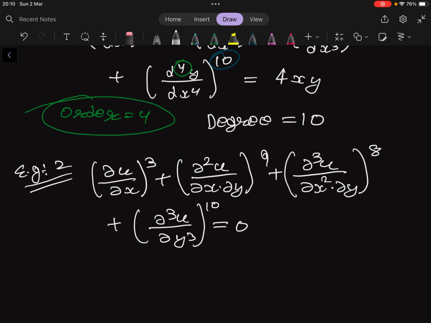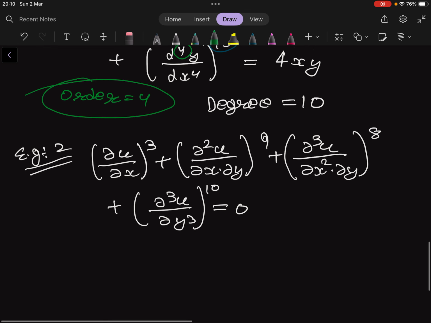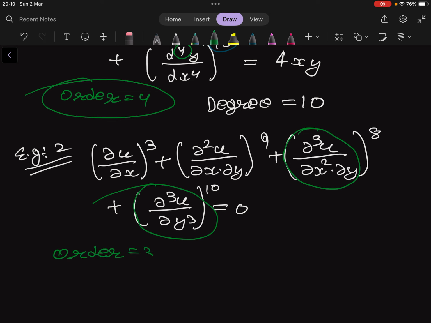First we have to find out the highest order of the derivatives. Here we see the highest order appears in these two terms, so the order is 3. Now out of these two, which has the highest power? The highest power is 10, so we can say the degree of the equation is 10.